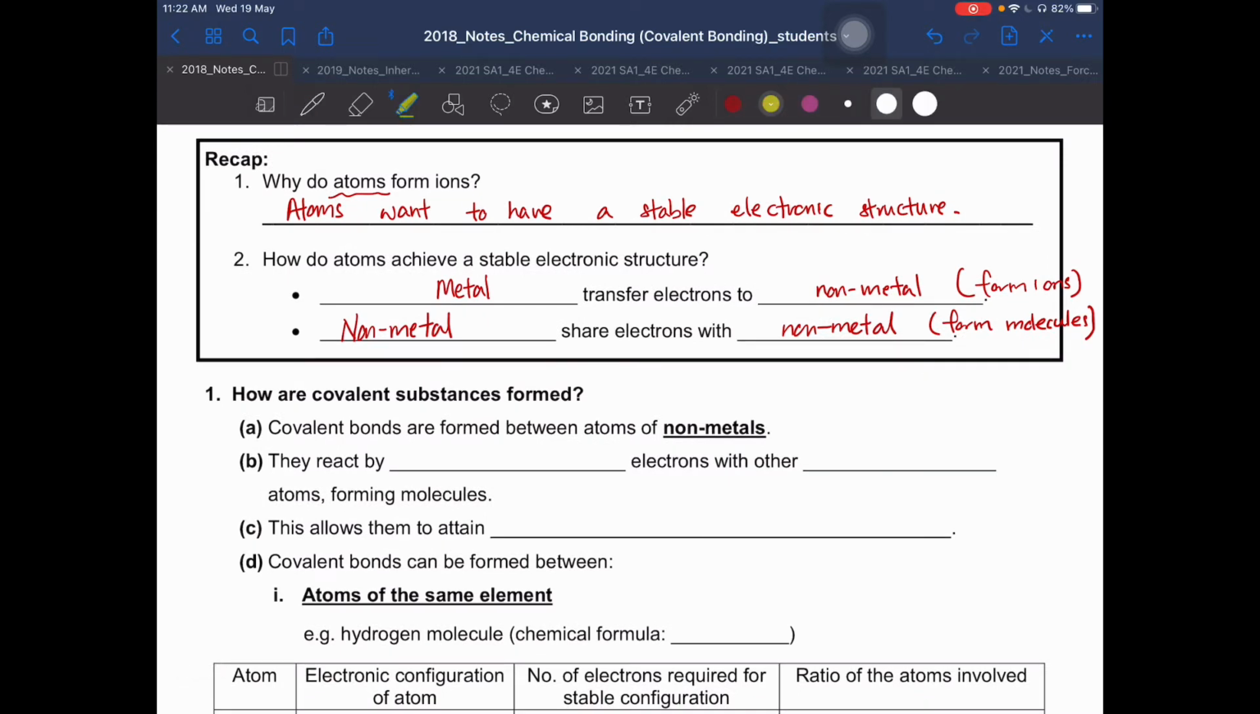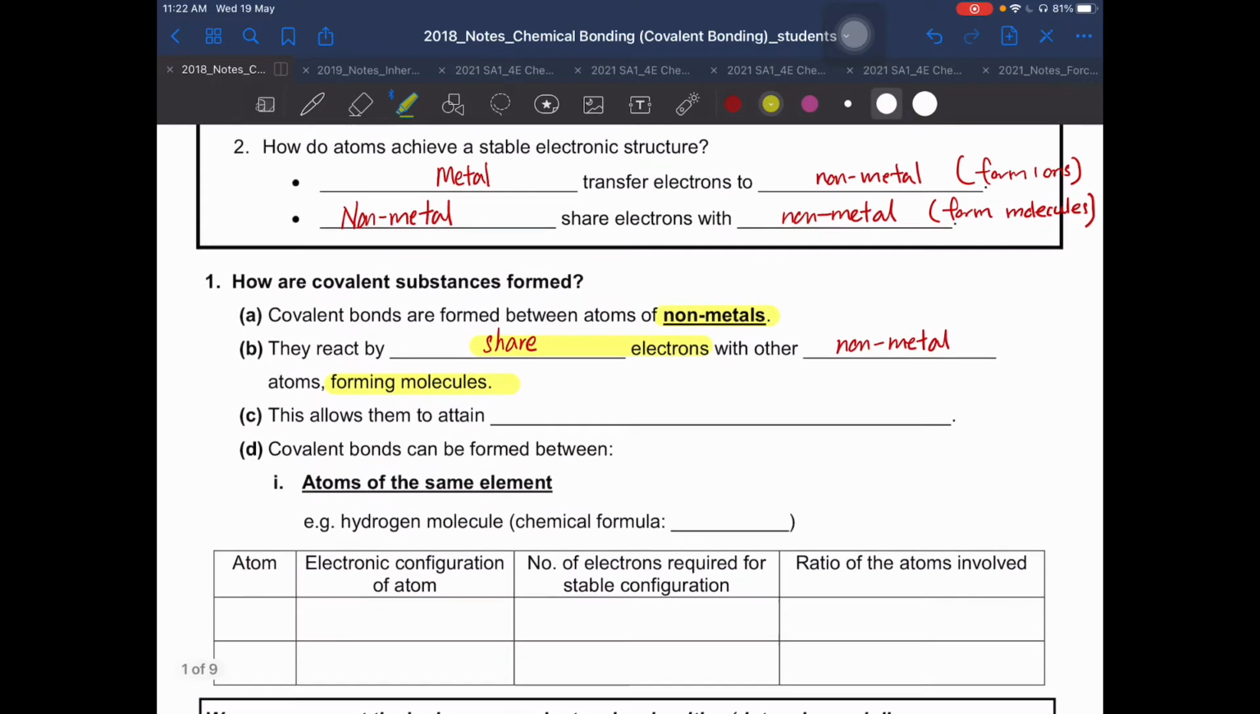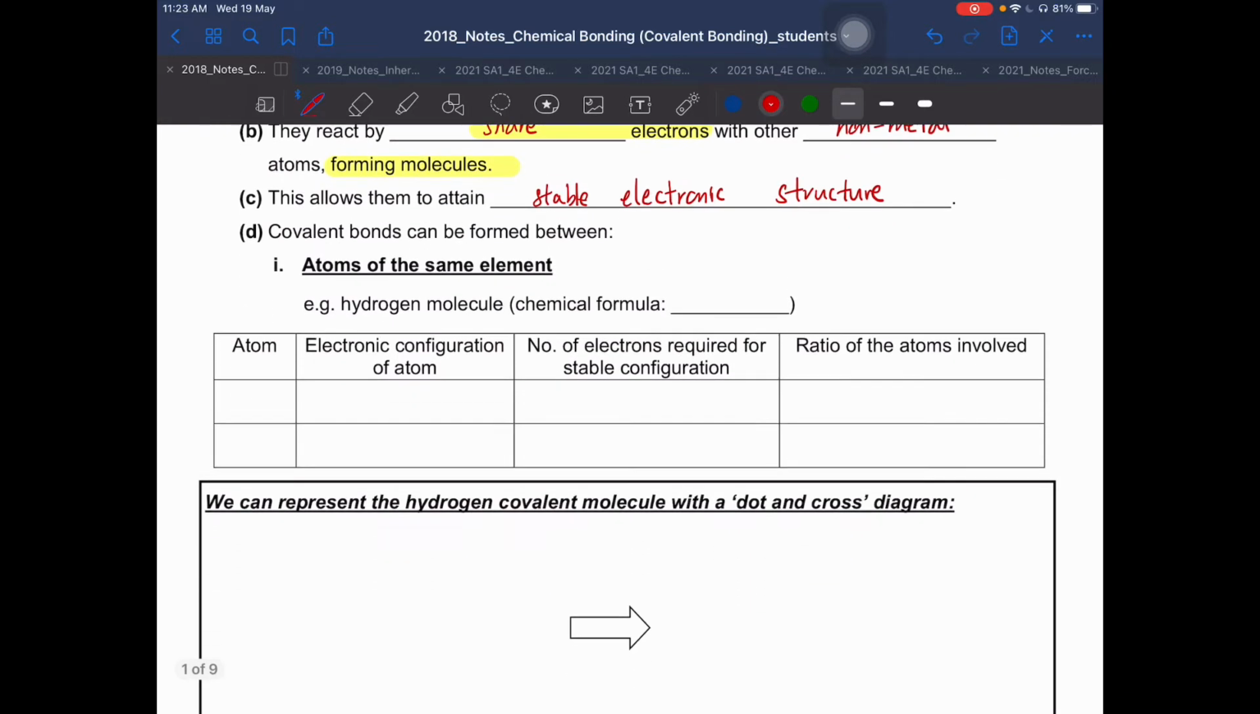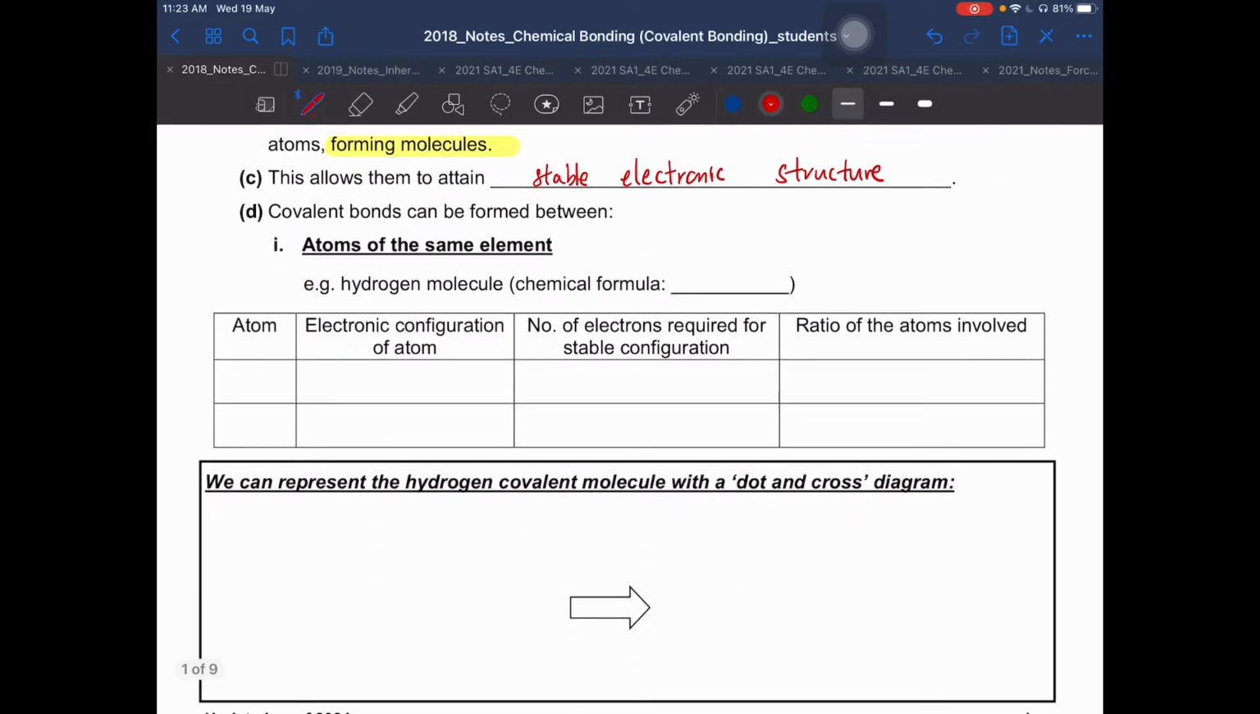Now, covalent bonds are formed between atoms of non-metals. What happens is that they will actually share electrons with other non-metal elements, and through that they will form what we call molecules. So the sharing of electrons forms molecules, and by doing so, this allows them to attain a stable electronic configuration, which means that the valence or the outermost shell is fully filled. The bonds that are formed are called covalent bonds.